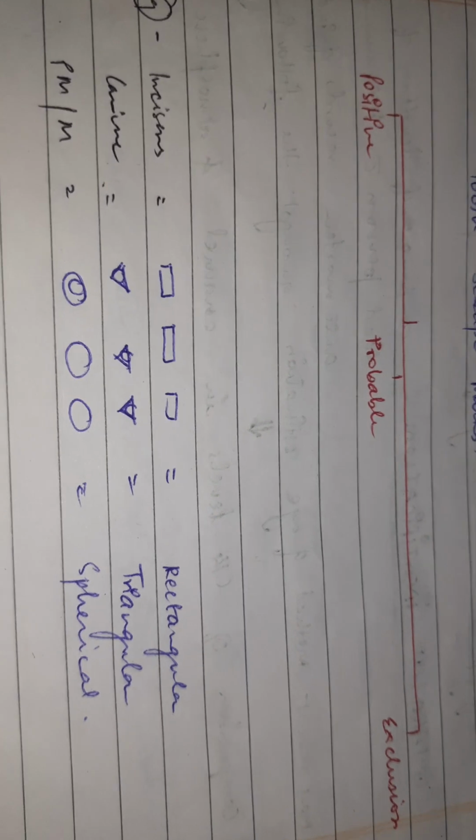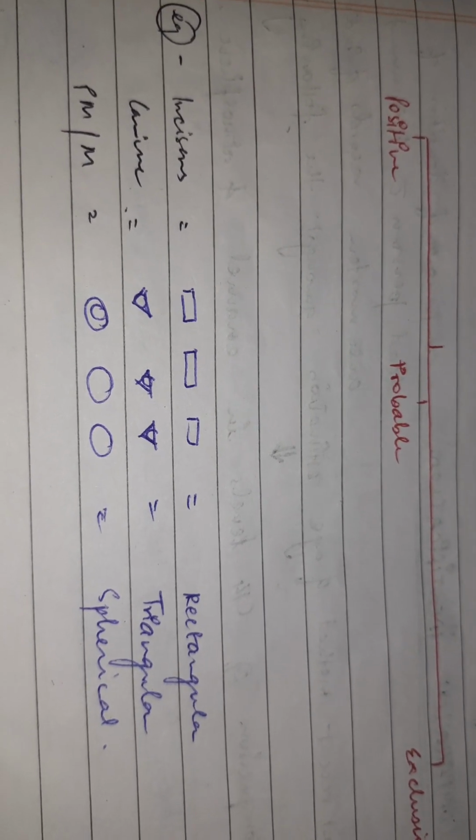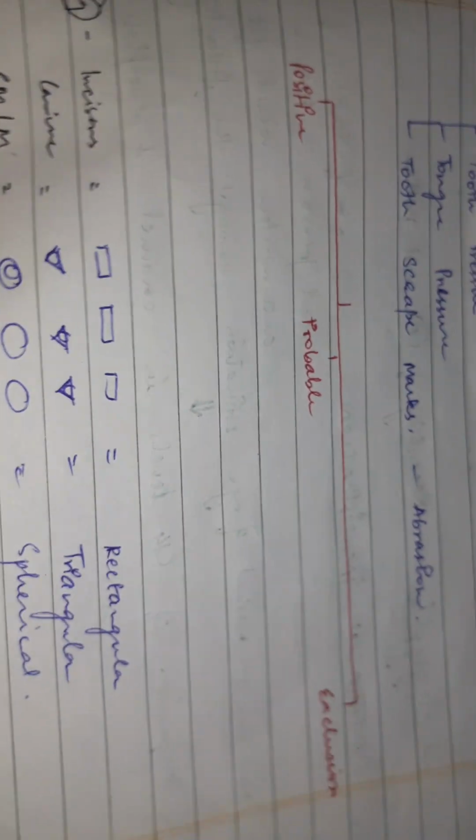Then the shape of the bite mark: incisors have rectangular shape, canines have triangular, and premolars and molars have spherical. It is easy to remember because of diagrams.